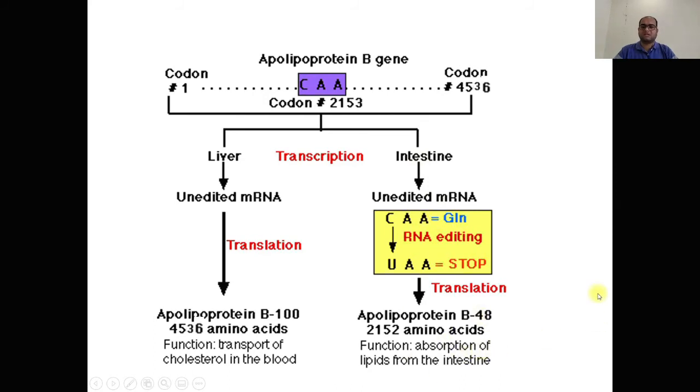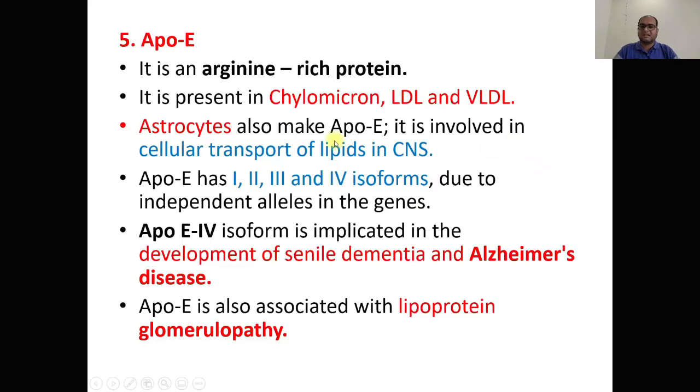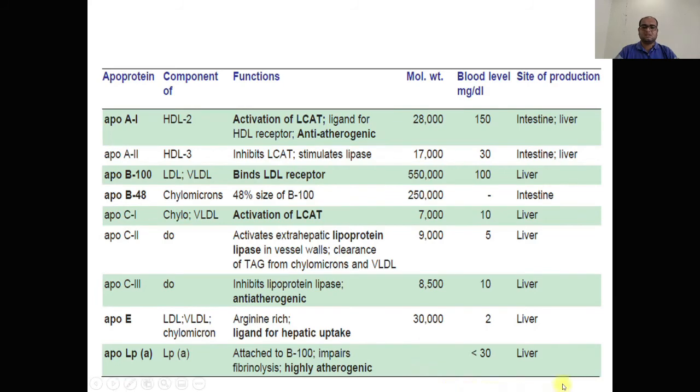the ApoB48. ApoE is basically an arginine rich protein, and it has various isoforms. Out of these, ApoE4 is considered to be involved in the development of senile dementia or Alzheimer's disease. It is also associated with lipoprotein glomerulopathy, a kidney disease. So this is just a tabular form of each and every type of apoprotein, their components, and their functions along with their molecular weight.